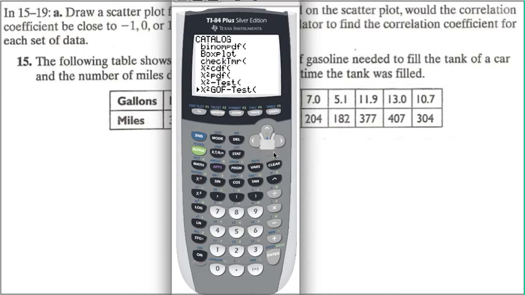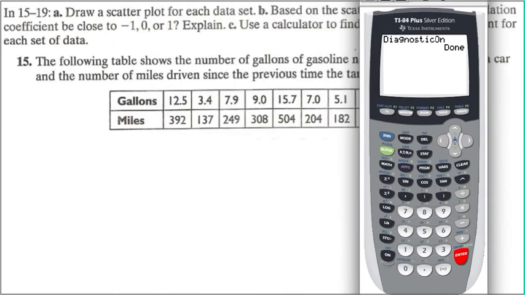If you keep on going, alright, diagnostic on. If you type in the diagnostic on in this way, press enter, then we will be able to see the coefficient of correlation. So just like before, let's put these values in.